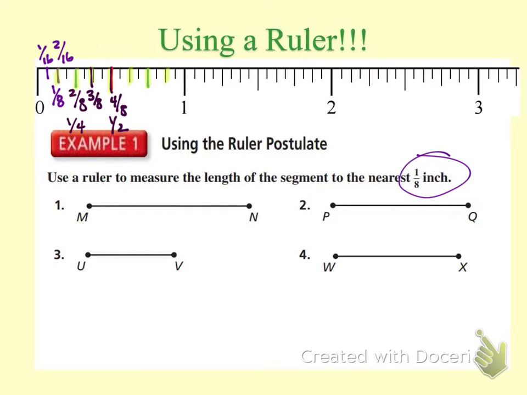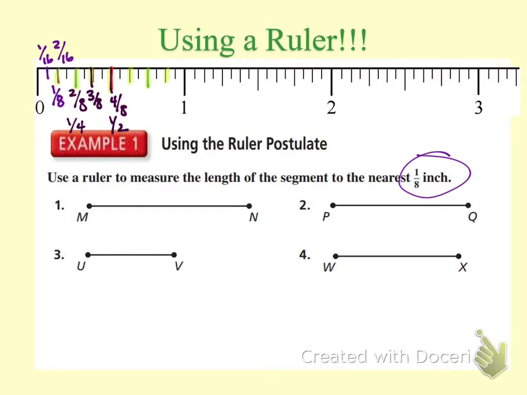Are we ready to start? Wonderful. Go ahead and line up on the M on number 1. I'll walk around and check. So line up on the M. Make sure it's straight or you're not going to have an accurate measure. Some of these are going to be in between eighths. Just round to the nearest one. Your classwork does better at being exact.